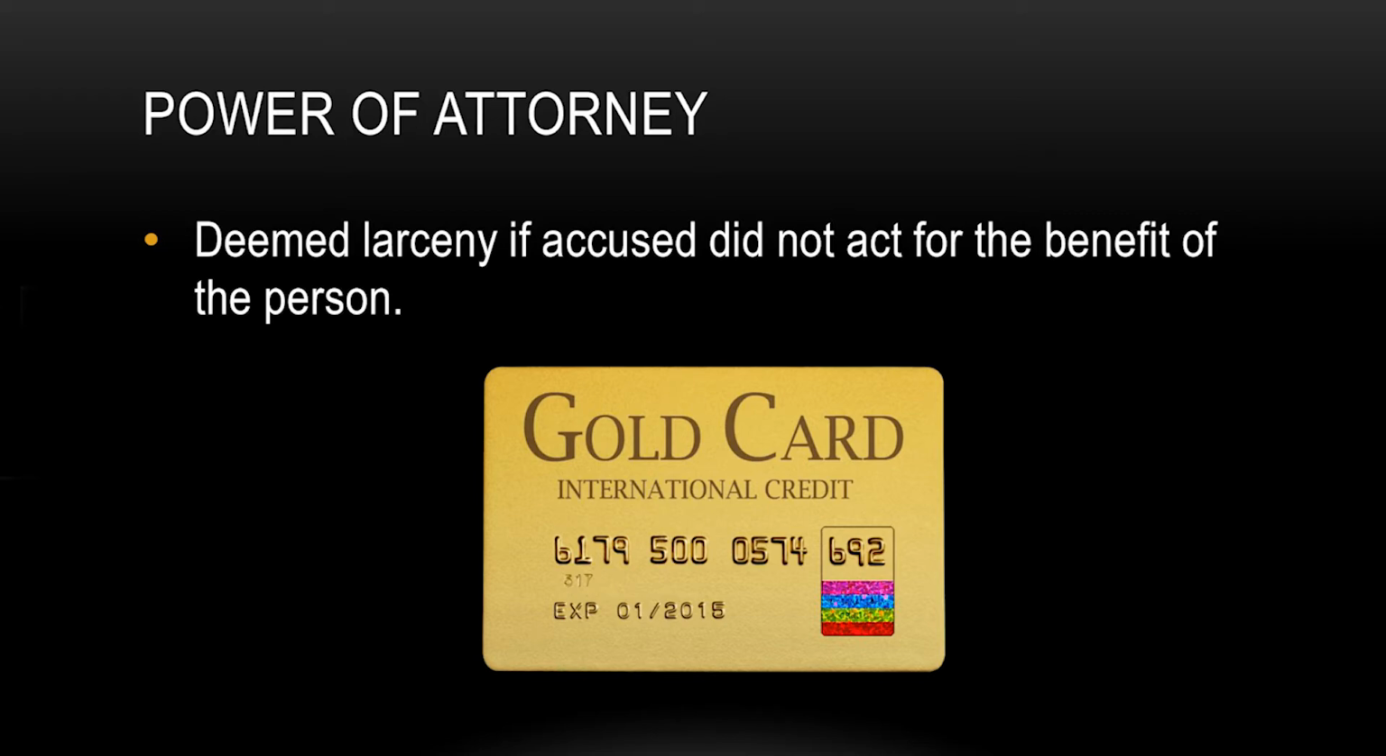And if you all want some reading material, the Code of Virginia 64.2-1612 lists the agent's duties for a power of attorney. And in that, it says that a power of attorney must act in the principal's best interest. So if they're taking the money and using it for themselves, then that's deemed larceny. It's got to be in the interest of the adult.